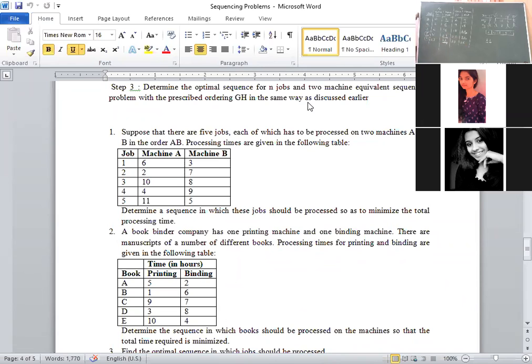Is it understood? Again I am repeating. I hope everybody understood machine A. Again I am repeating the entire problem. This is important. It is a 10 marks question in the fifth question.